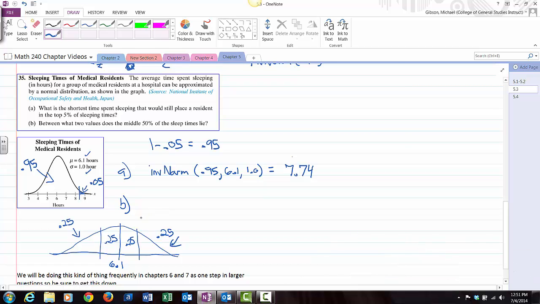Hopefully that. Okay. So let's call this one, just for something to call, x1 and this one x2. All right? So x1 has probability or area 0.25 to the left. So that one is going to be invNorm, 0.25, and we're still in the same situation here where the mean is 6.1 and the standard deviation is 1. All right, so let's see what we get for that. Second DISTR, invNorm, 0.25, comma, 6.1, comma, 1, 5.43.